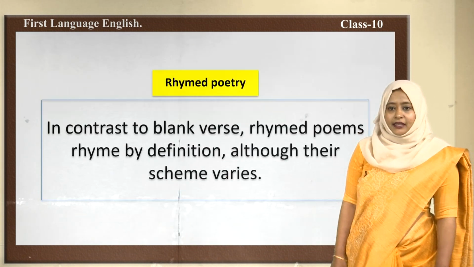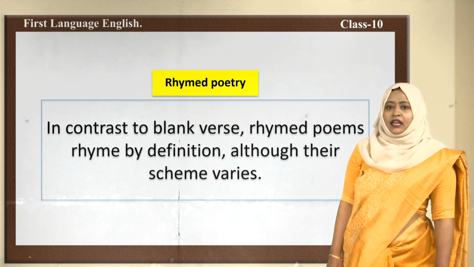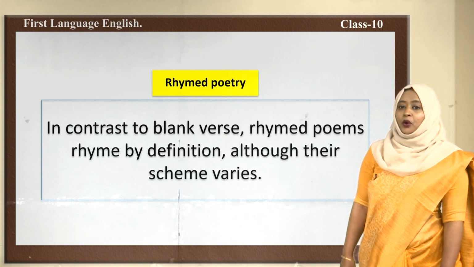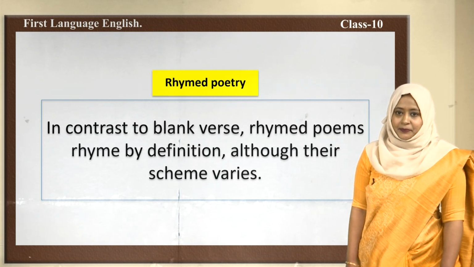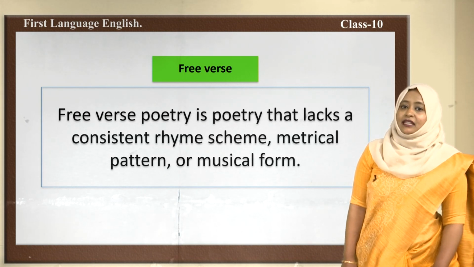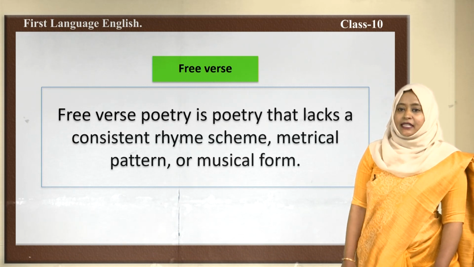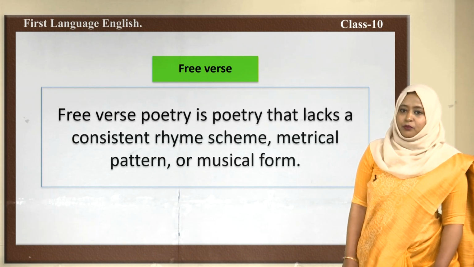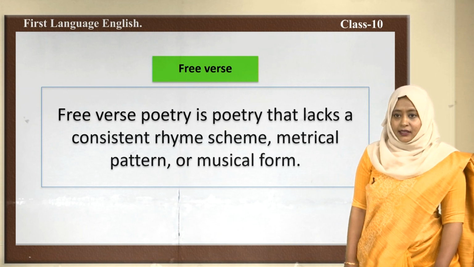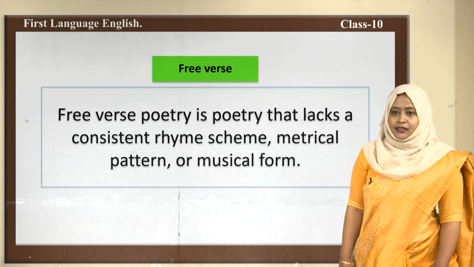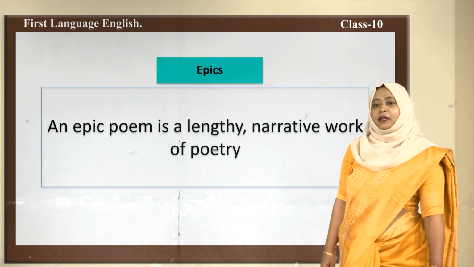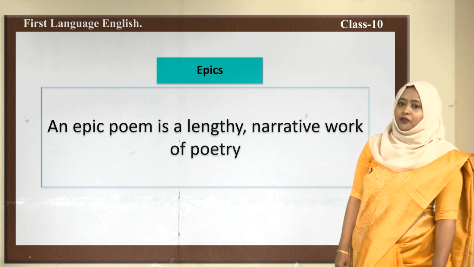The next one is rhymed poetry. In contrast to the blank verse, rhymed poems rhyme by definition, although their scheme varies. The next one is free verse. Free verse poetry lacks a consistent rhyme scheme, metrical pattern or musical form. That means in the entire poem you can find rhythmic stanzas, and you can find unrhythmic stanzas as well. The next one is epics. An epic poem is a lengthy narrative work of poetry.